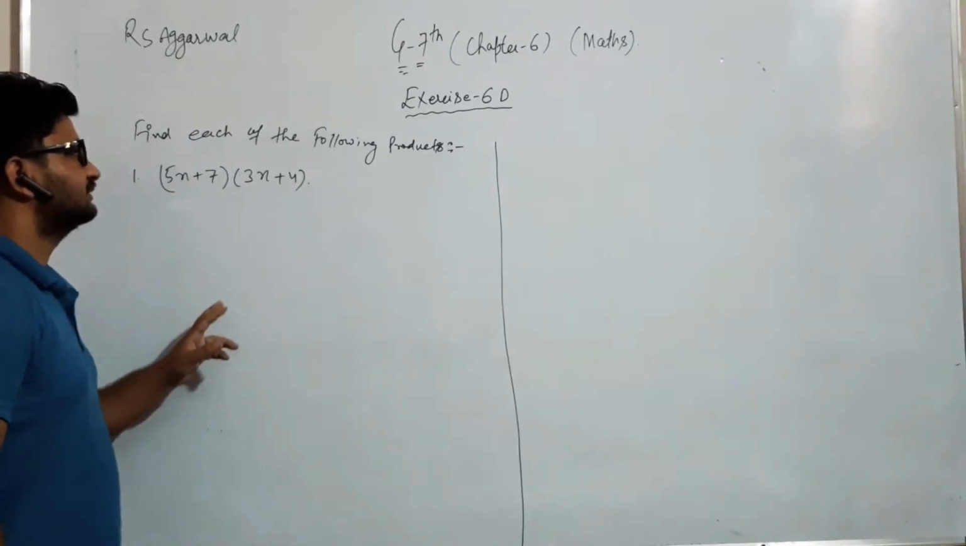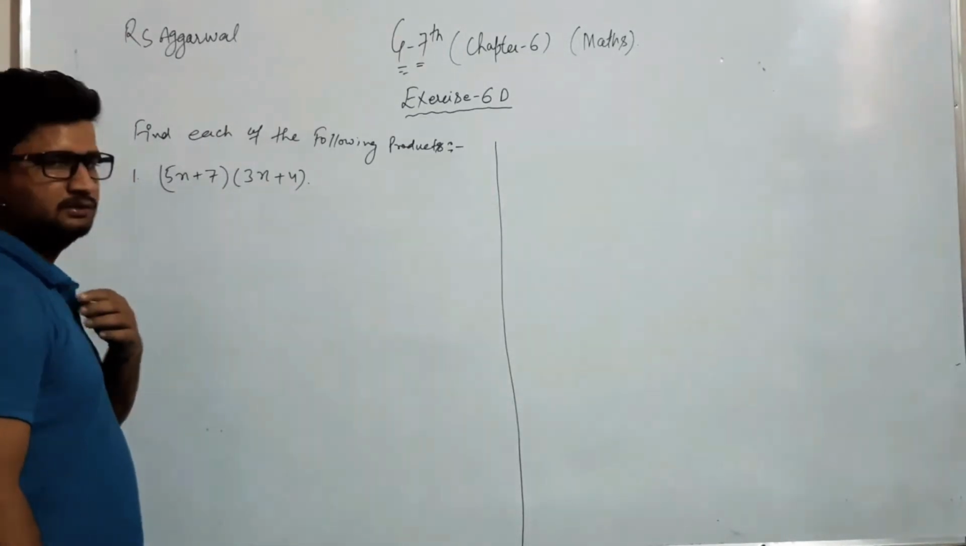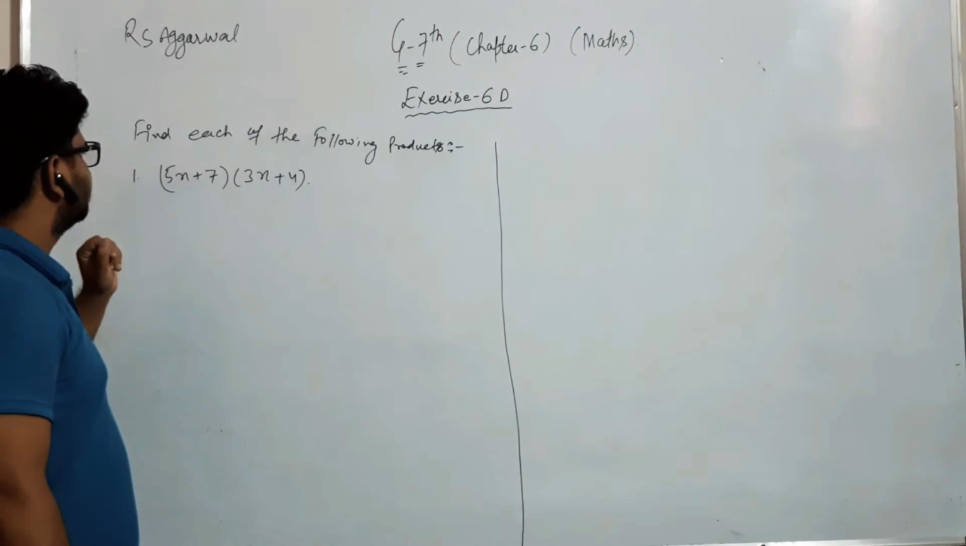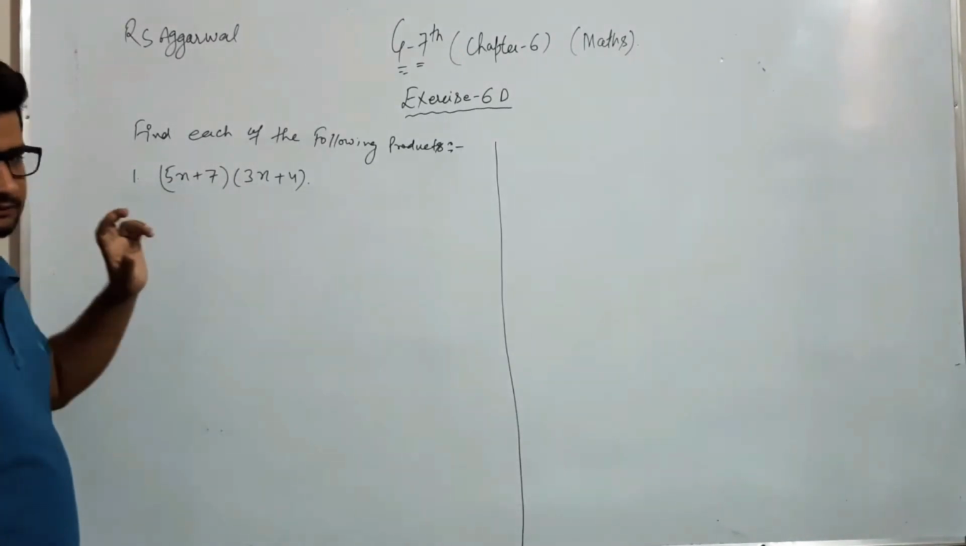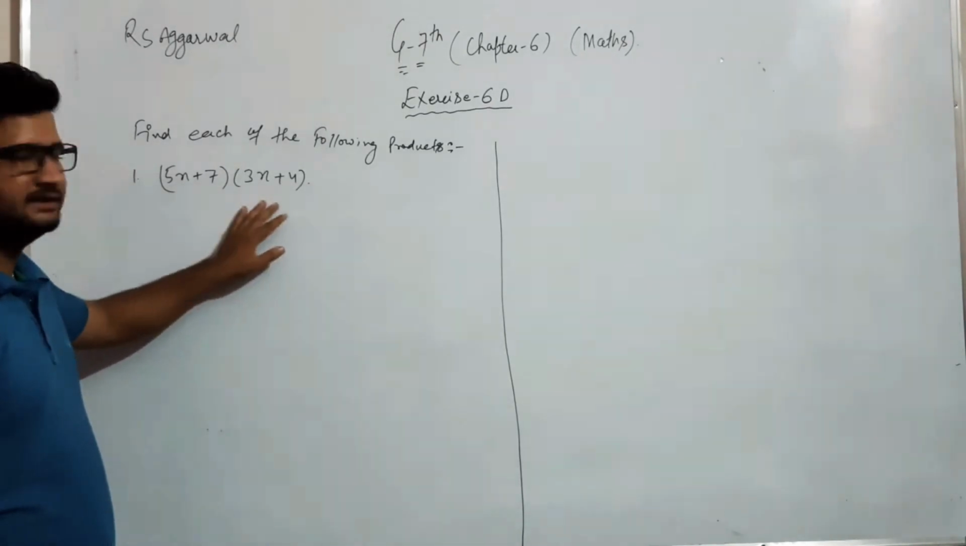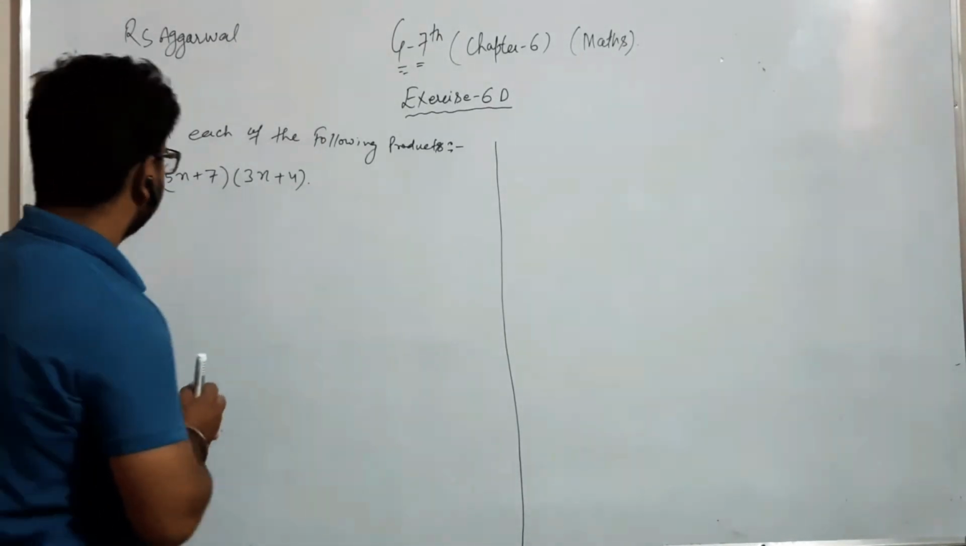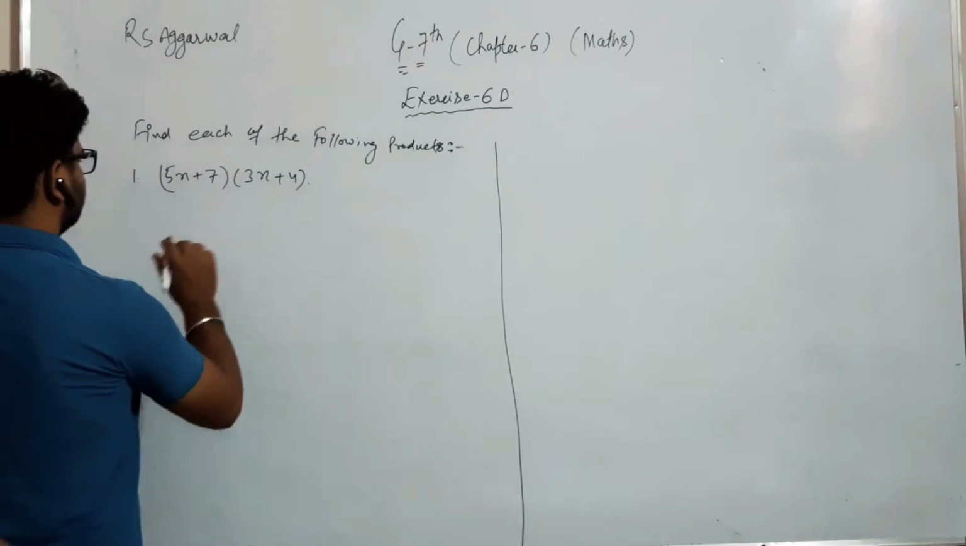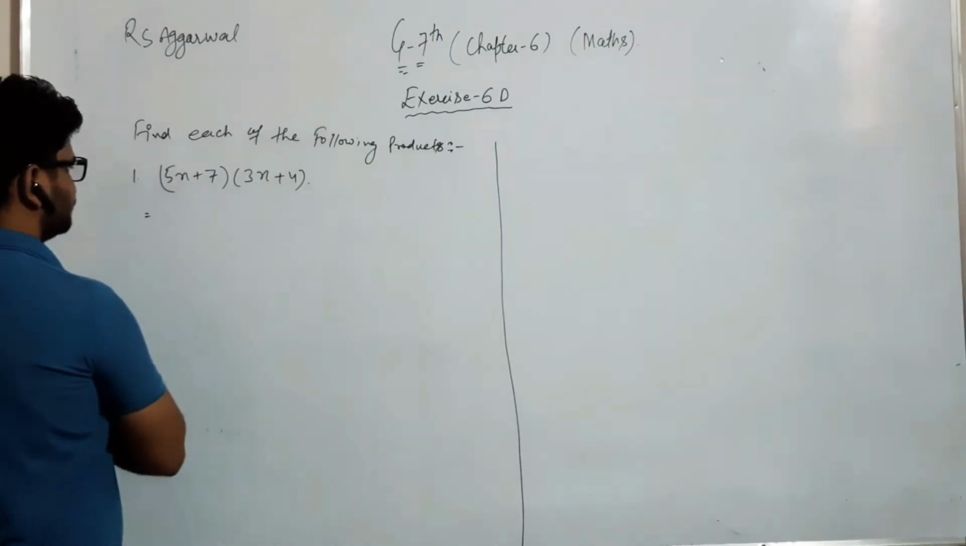Grade 7. Next we start Exercise 6 from the R.S. Aggarwal maths book. The first question is: find each of the following products. In this first question we find the product of two algebraic expressions. So how do we do this question? Let me start the first question.